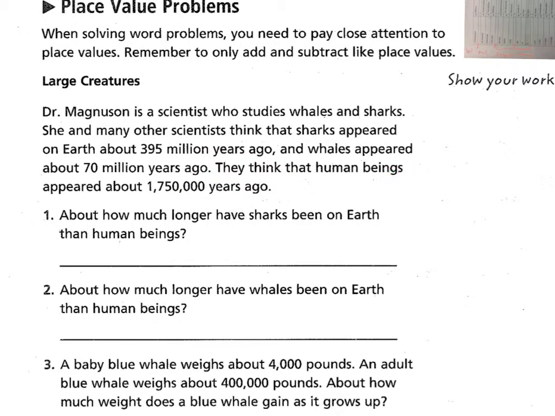I'm going to read that again. They think that human beings appeared about 1,750,000 years ago. Well, as you can see, I have three distinct numbers here. I've got 395 million years ago, 70 million years ago, and 1,750,000 years ago. I need to rewrite all of those in number form so that I can add and subtract them, or whatever the problems want me to do from here. So over on the side, I'm going to rewrite these numbers in number form.